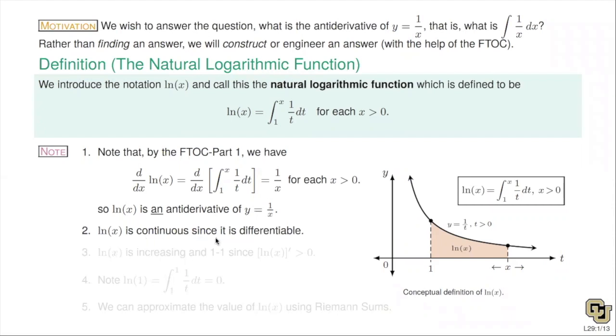Differentiability implies continuity. It's an increasing function because when we take the derivative it's 1 over x, but x has to be greater than 0. So the derivative is always positive, so the function is an increasing function. Its graph always goes up as we go from left to right. And so if its graph always goes up, it satisfies the horizontal line test, and so the natural log function is also 1 to 1.